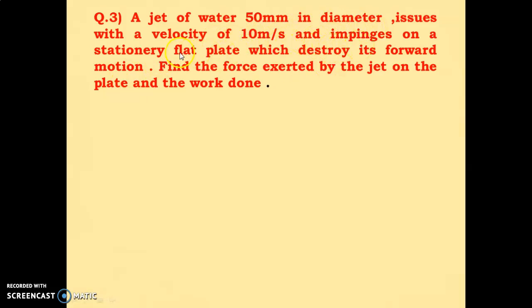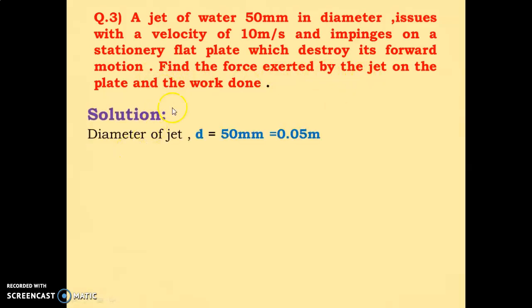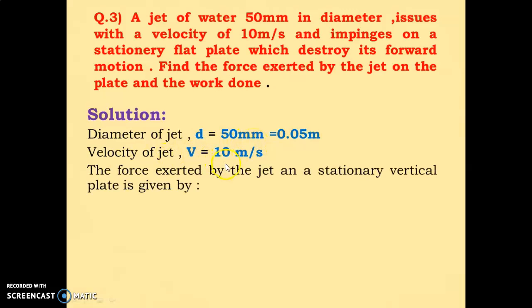Next problem, a jet of water 50 millimeter in diameter issues with a velocity of 10 meter per second and impinges on a stationary flat plate, which destroys its forward motion. Find the force exerted by the jet on the plate and the work done. So this is an example of impact of jet on flat vertical stationary plate. Okay, so diameter of jet is 50 millimeter, velocity is 10 meter per second.